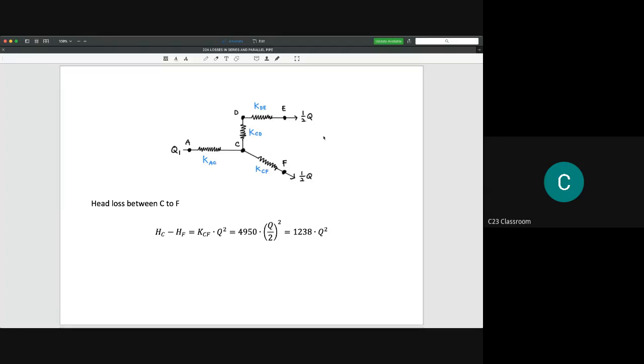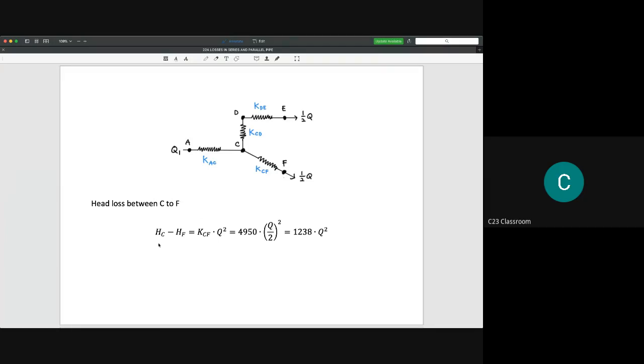Okay, now because we want to calculate the value of Q here, the first equation that we got previously from A to C cannot be solved, because we don't know the elevation of C. If you see the question, the elevation is only present for A, E, and F. So now we are comparing the head loss between C and F.